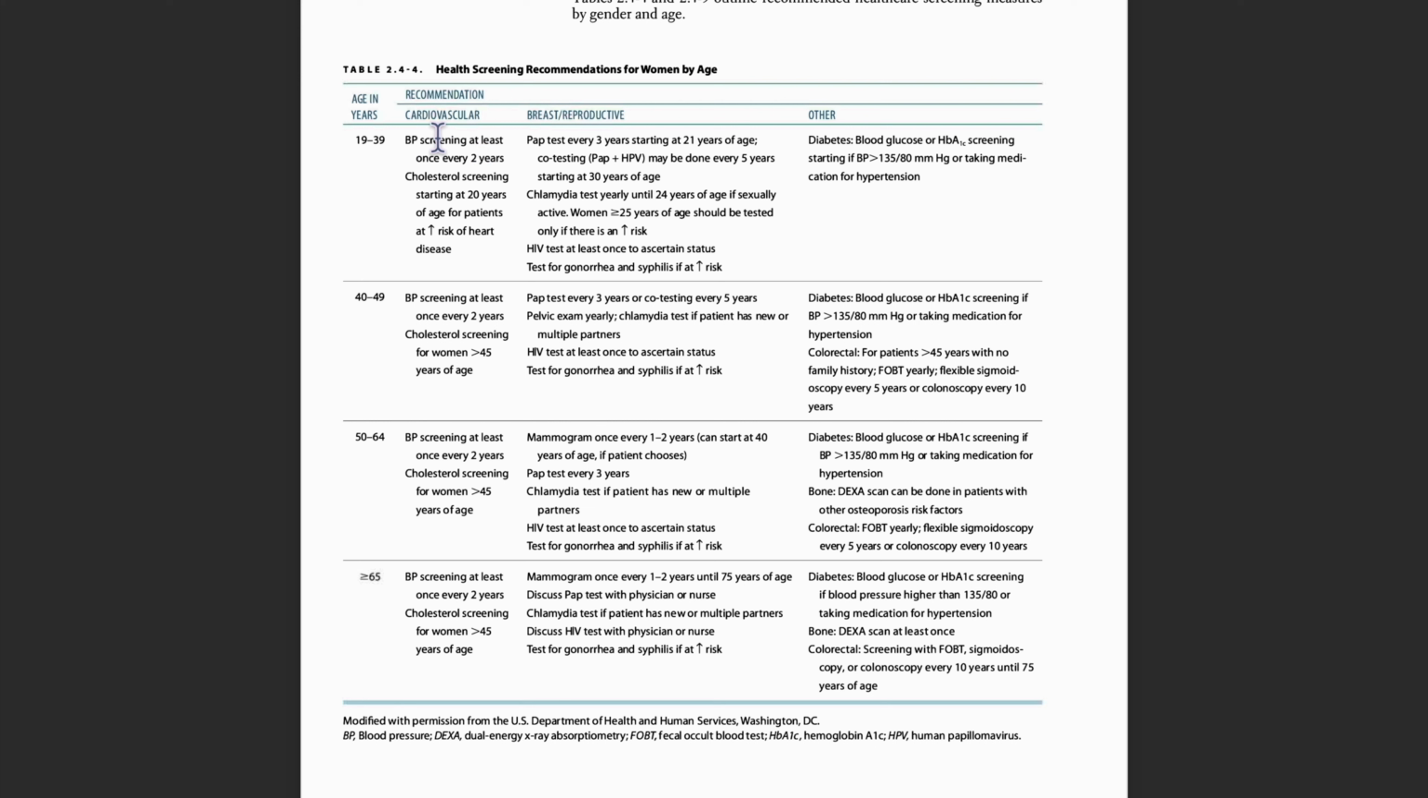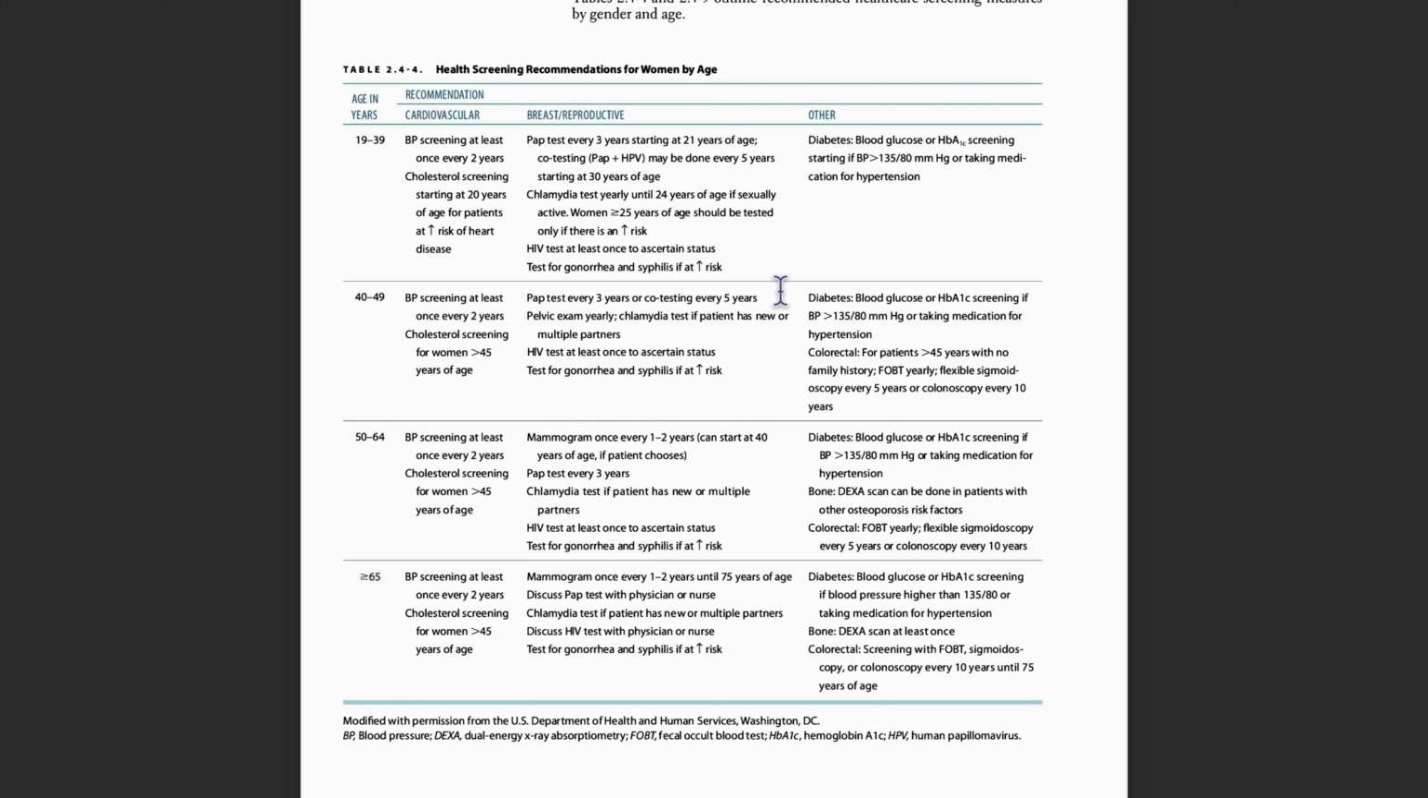Okay, so between 19 to 31: blood pressure screening at least once every 2 years, cholesterol screening starting at 20 years of age for patients at increased risk of heart disease. Okay, so increased risk of heart disease. Got it. Breast reproductive: pap test every 3 years starting at age 21.